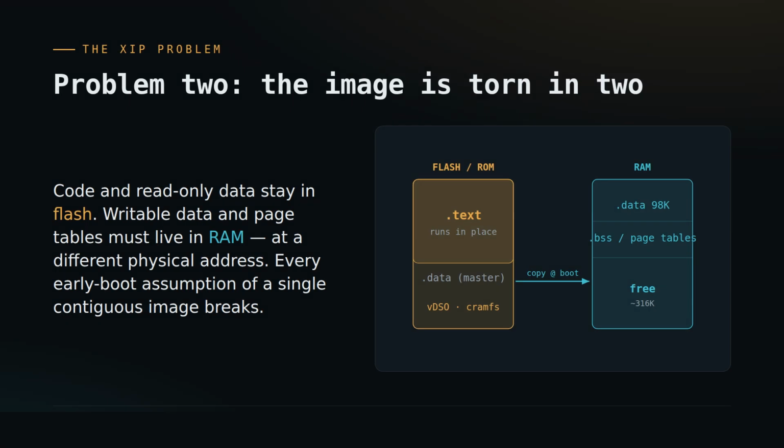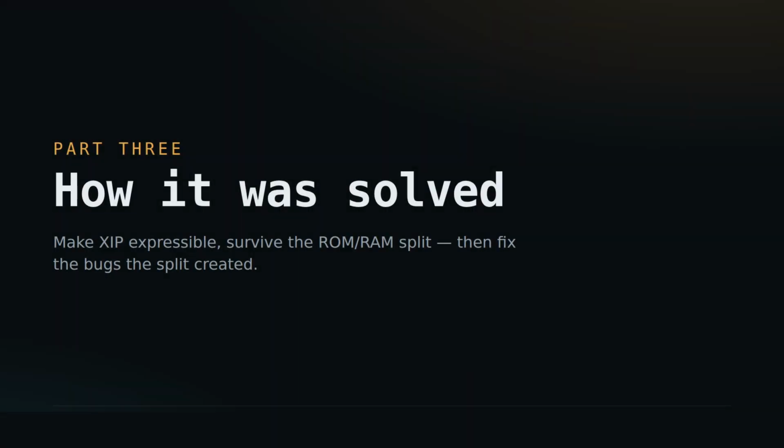The second problem is that the kernel image is now torn in two. Its code and read-only data live in flash at one physical address. Its writable data and page tables must live in RAM at a completely different address. Almost every piece of early boot code assumes a single contiguous image. Every one of those assumptions has to be unwound. With the problems understood, here is how each one was solved. And here are the new problems we found along the way.